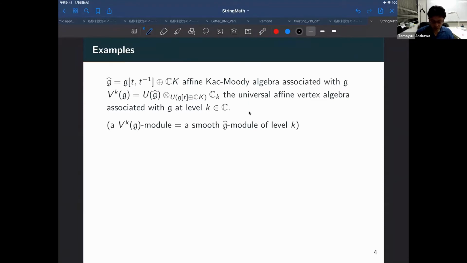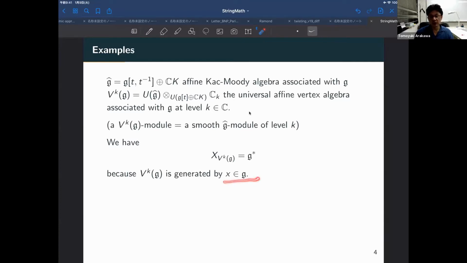And because this vertex algebra is generated by the elements corresponding to G, you find that the associated variety is exactly the dual of G. The Poisson algebra, the C2 algebra in this case, is just the symmetric algebra of G, which can be identified with the polynomial functions on G star.